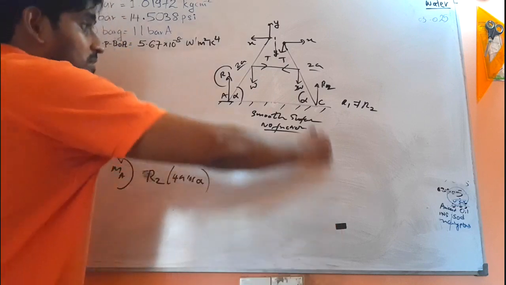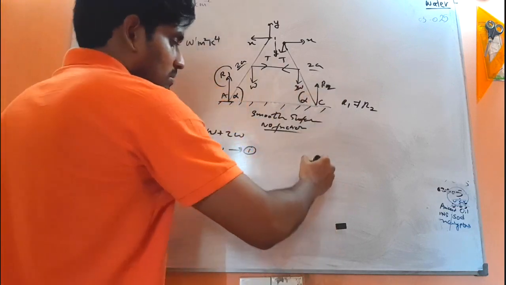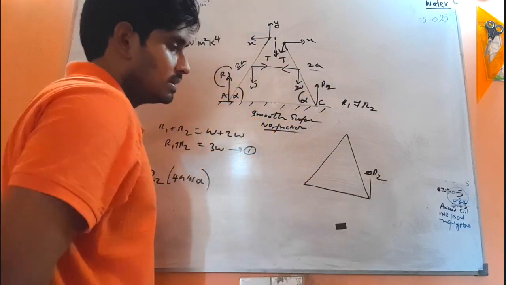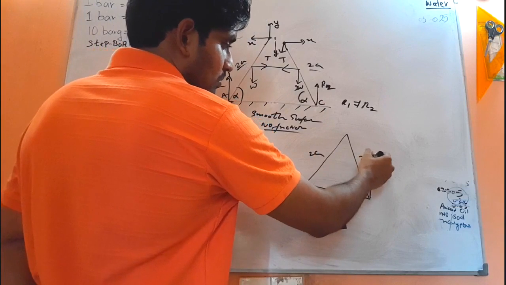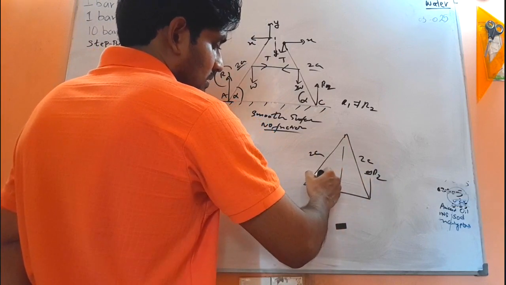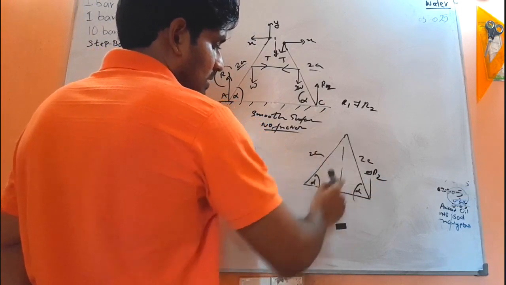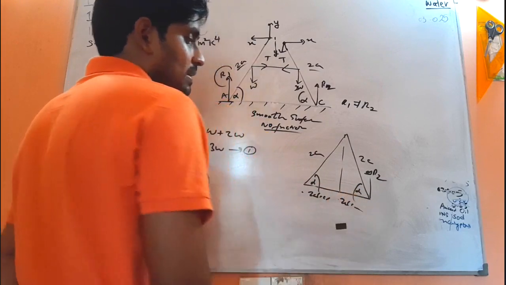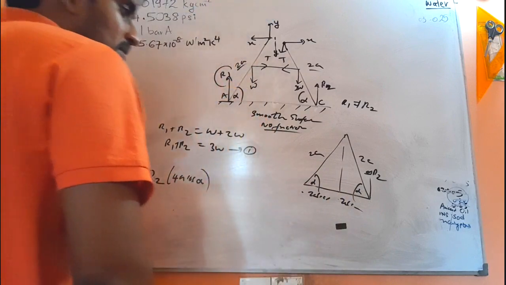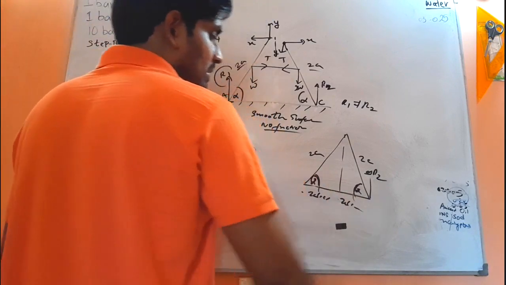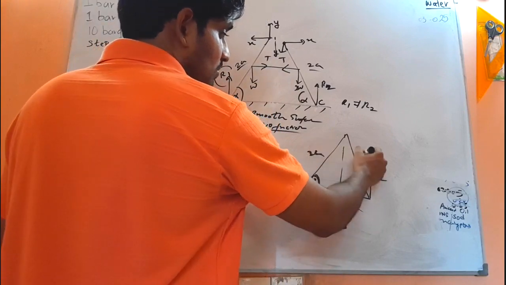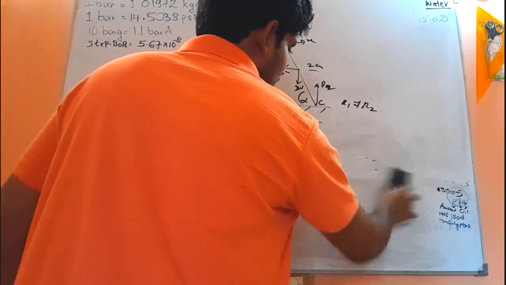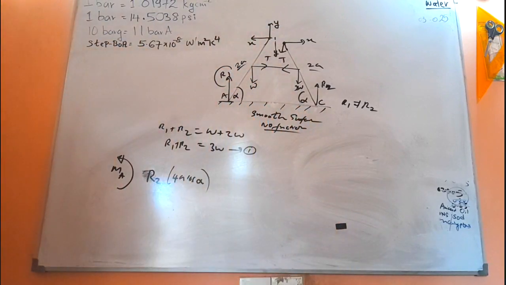Now this is the force R2. This is 2A and this is 2A, so this is alpha and this is alpha. So 2A cos alpha from here to here, then from here to here also 2A cos alpha, because in the problem it is said that these two angles are the same, and these two lengths are also the same. So it is an isosceles triangle. Be very careful.